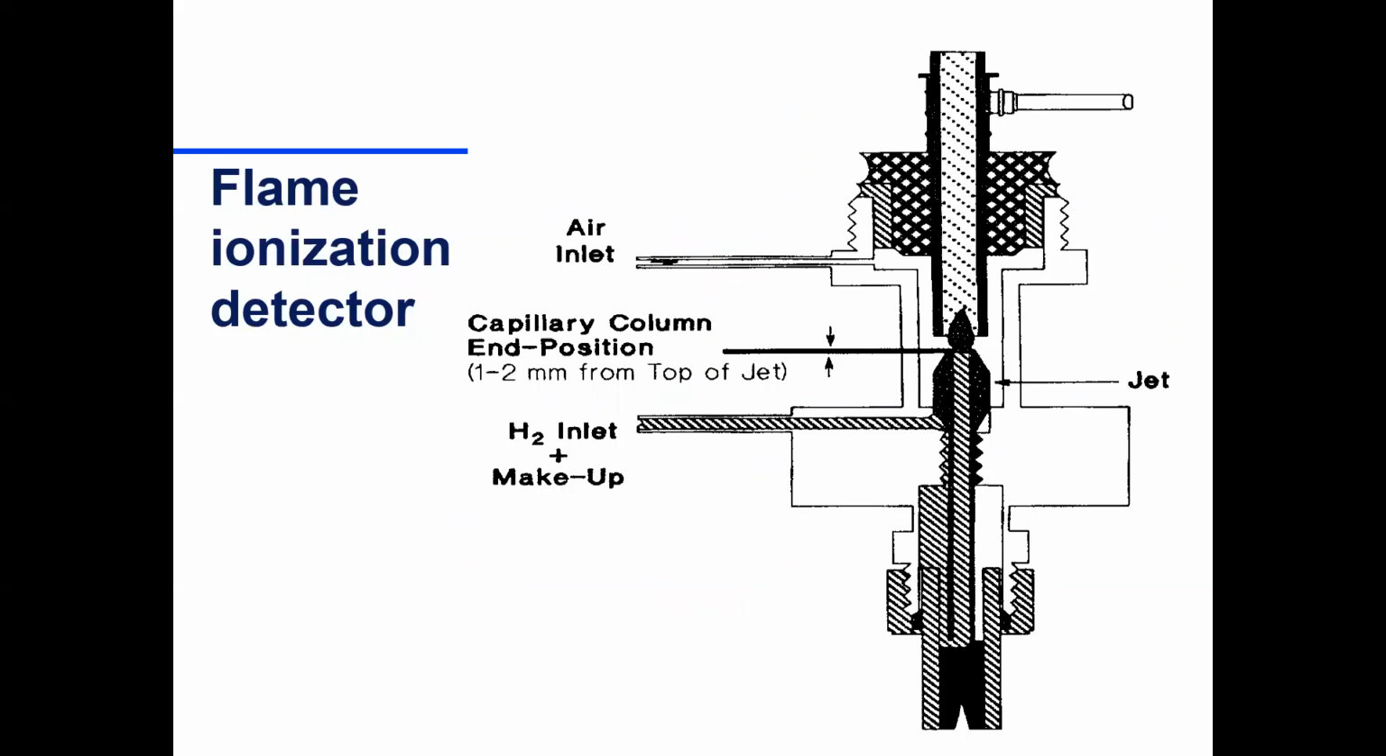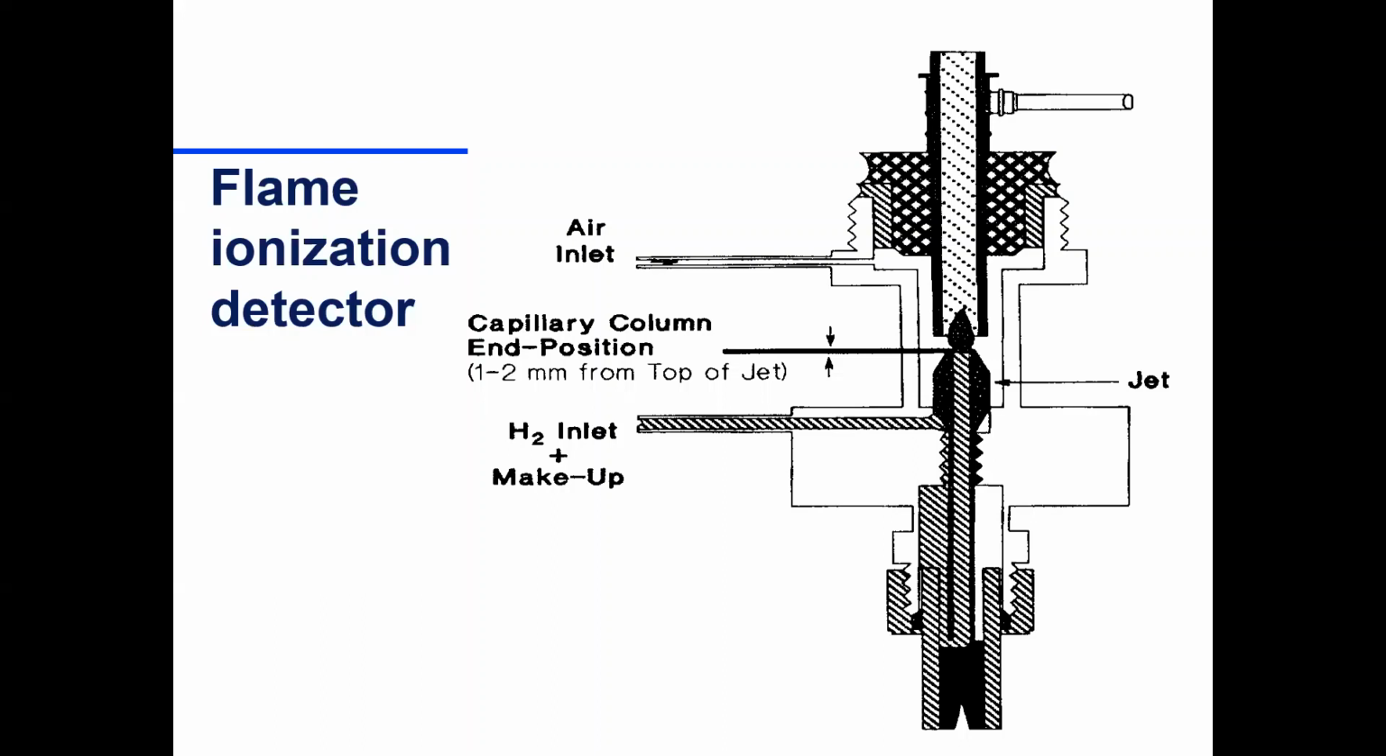The last few, the column coming here. We have our hydrogen in here, and we have air coming in someplace else. So we'll put it in here. We then ignite that hydrogen flame, so we've actually got a flame burner inside.